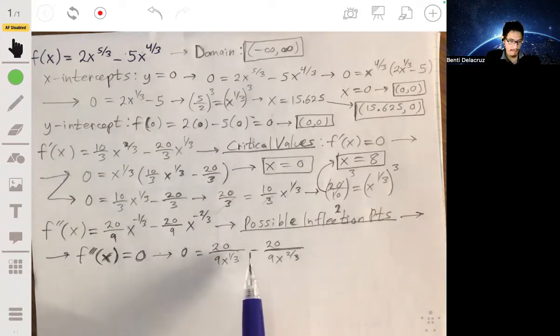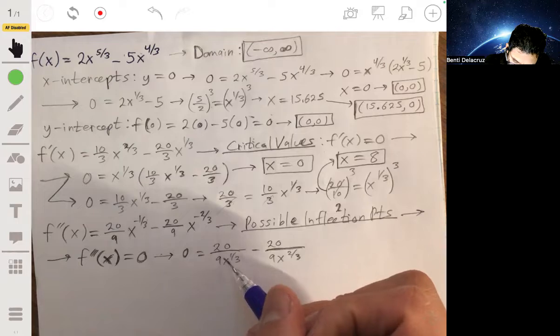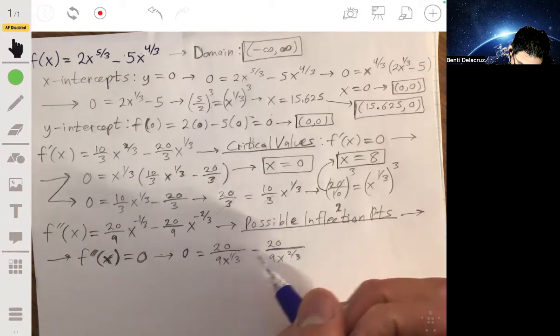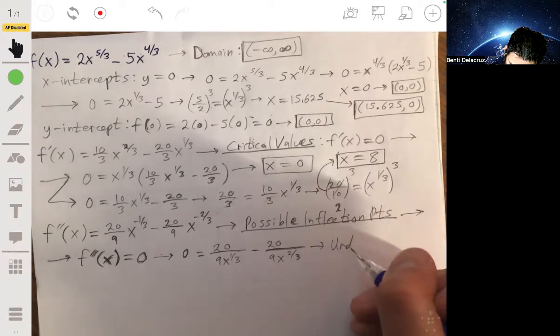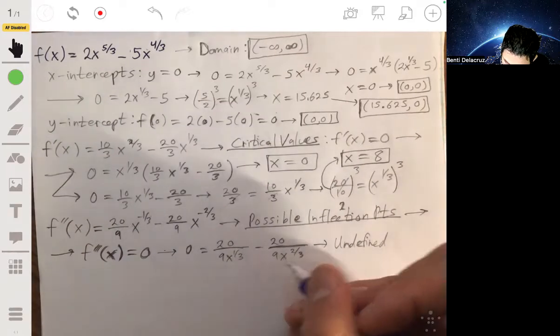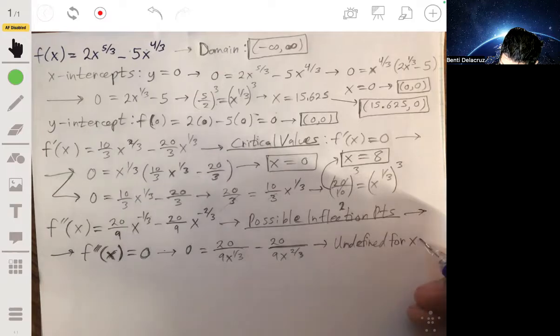And so then we can find where the second derivative is 0 or undefined. Let's find where it's undefined first. It's going to be undefined when x equals 0. Divided by 0 ruins everything. Undefined for x equals 0.